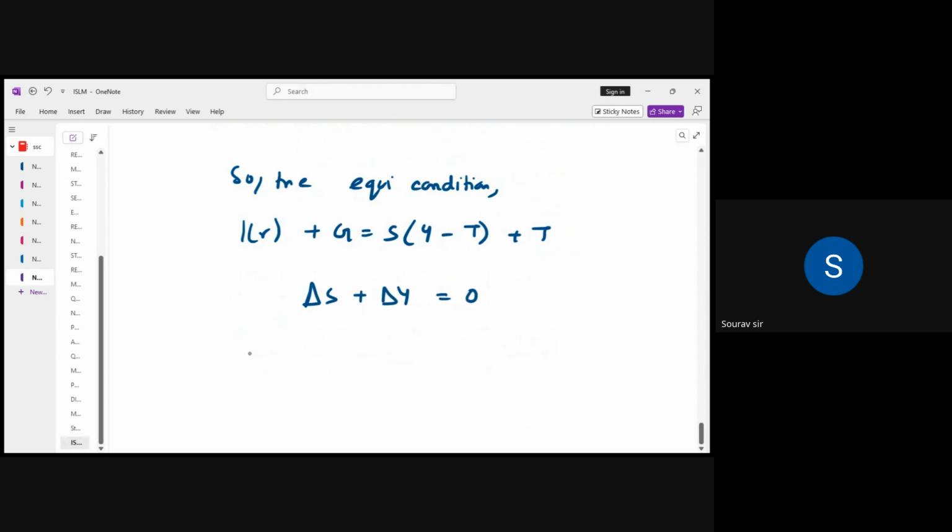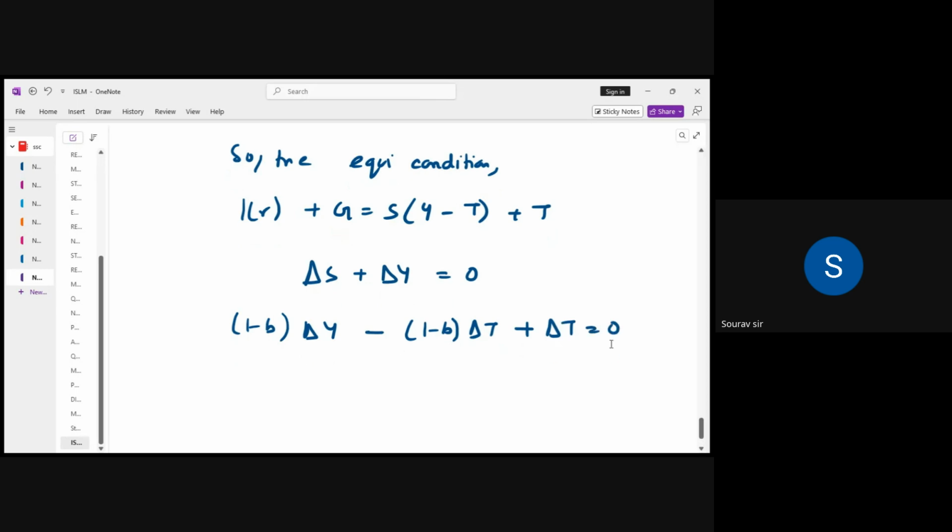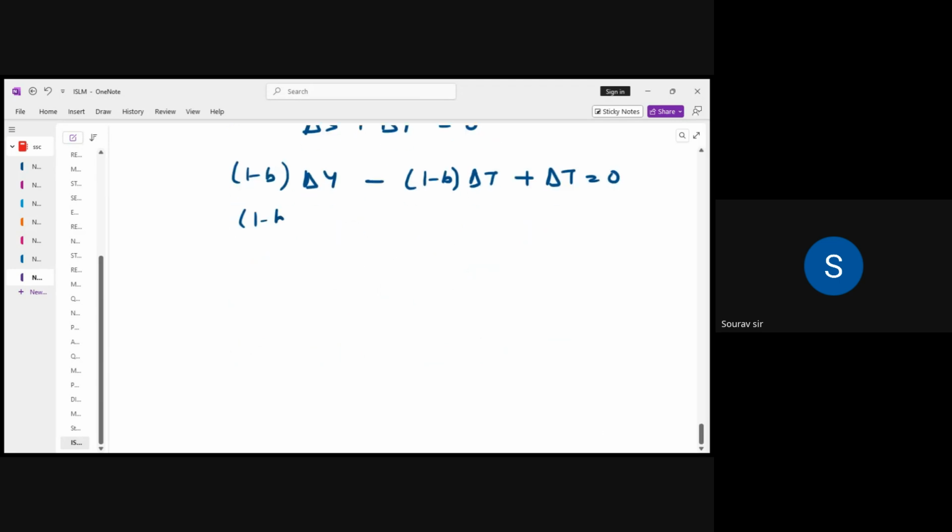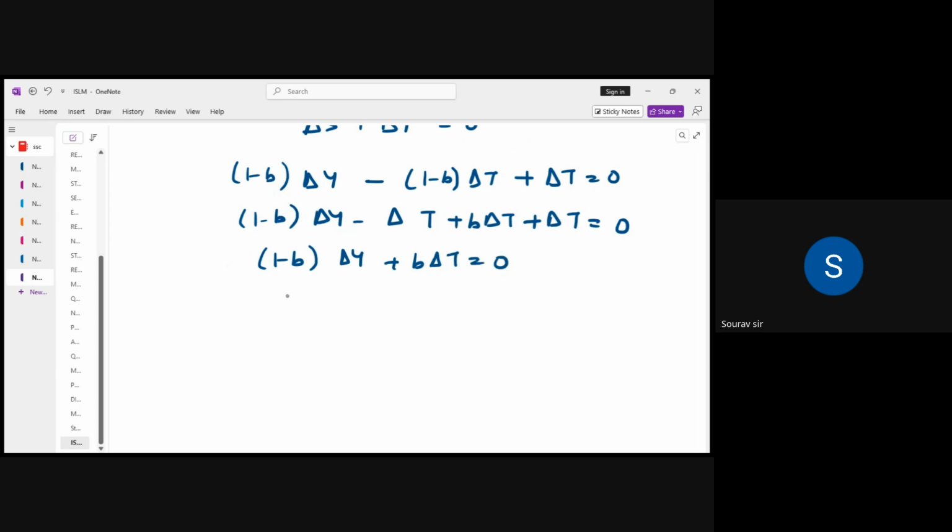Correct. So now (1 minus B) del Y minus (1 minus B) del T plus del T is equal to 0. So (1 minus B) del Y minus del T plus B del T plus del T is equal to 0. So (1 minus B) del Y plus B del T is equal to 0. So (1 minus B) del Y is equal to minus B del T. So del Y is minus B by (1 minus B) del T, with R remaining constant at what?